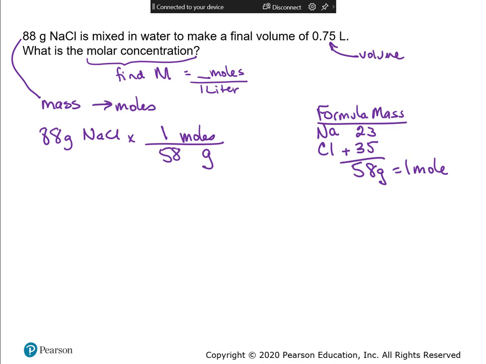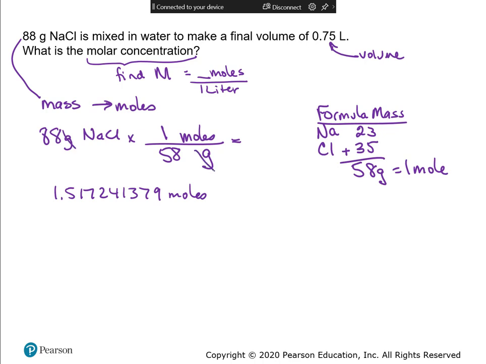So you're either going to have to multiply or divide by the number of grams in 1 mole, depending on which way you're going. This one's going grams to moles, so I have to divide. So if I take 88 and divide by 58, you get a whole lot of numbers: 1.5172411379. And that would be moles, because you see that grams and grams would cancel.